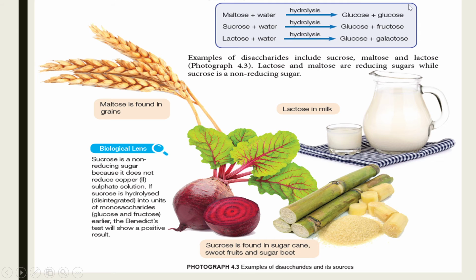Okay, so examples of disaccharides, the LMS just now: lactose, maltose, and sucrose. Okay, these are the examples. Sucrose is found in sugarcane, sweet fruits, sugar beet. Okay, lactose is in milk. Maltose in grains. So examples, yeah. Okay, so lactose and maltose are reducing sugars. Sucrose is not a reducing sugar.